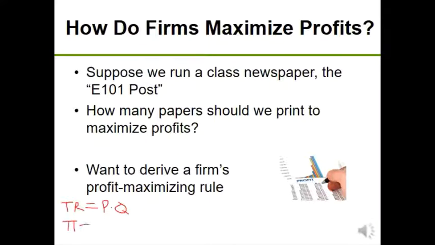Profit is equal to total revenue minus total cost. So we want to derive a firm's profit maximizing rule knowing that total revenue is price times quantity and profit is total revenue minus total cost.